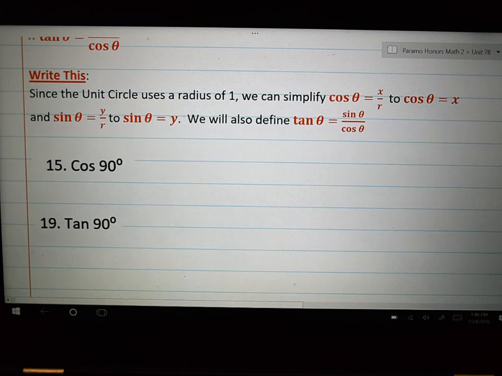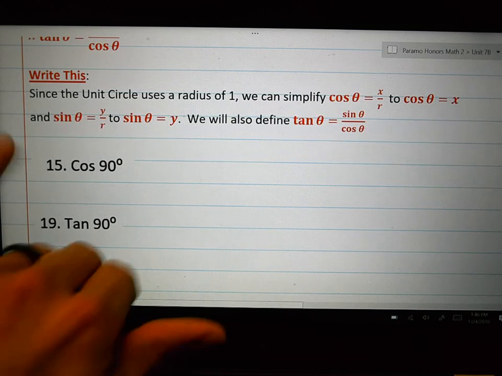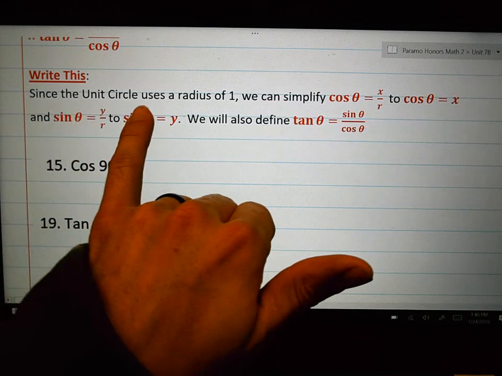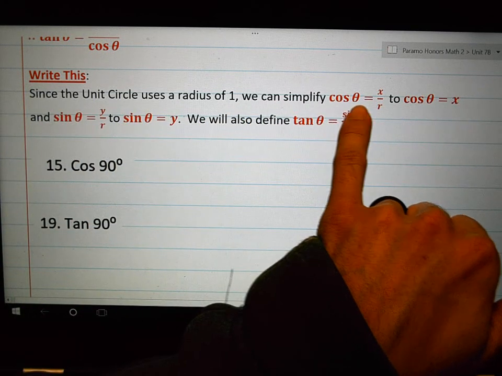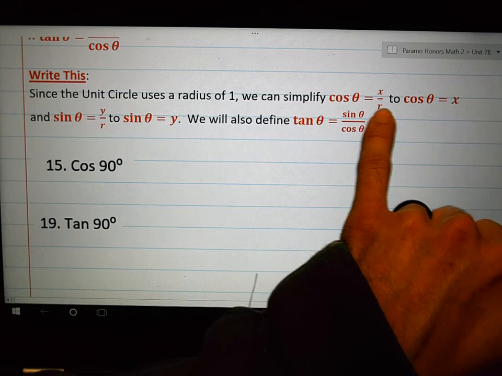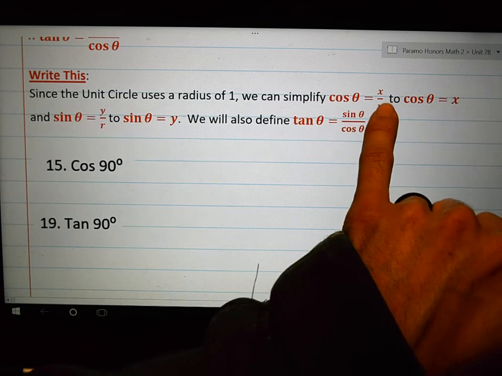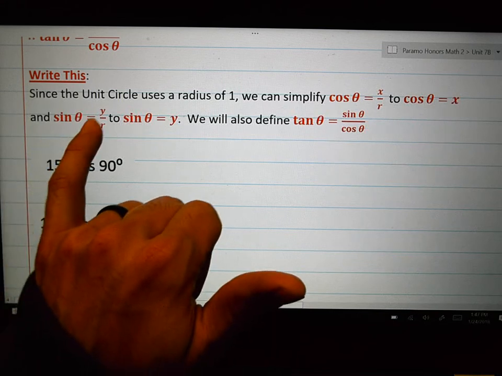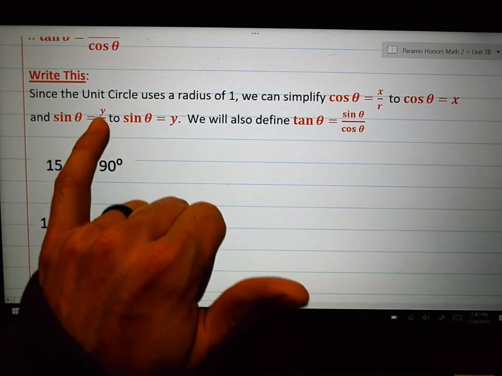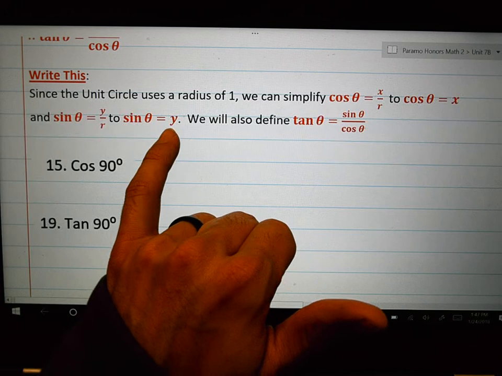And coming back to you, since the unit circle uses a radius of 1, we can simplify. Cosine of theta is equal to x over r, so if I plugged in 1, x divided by 1 is still x. And sine of theta is equal to y over r. If r was 1, y divided by 1 is y.